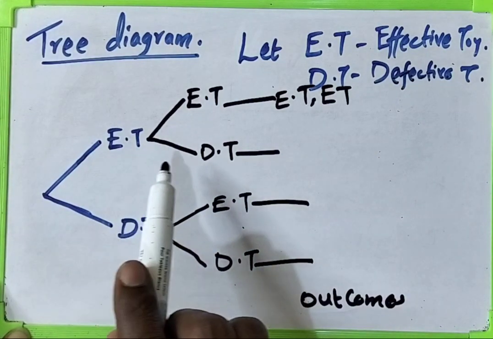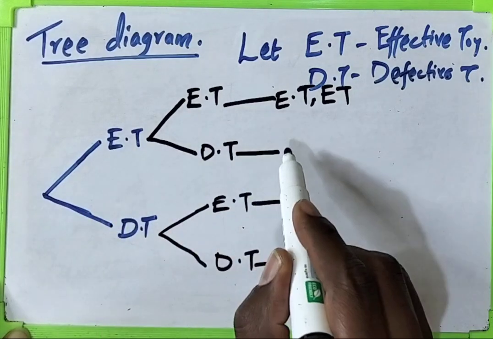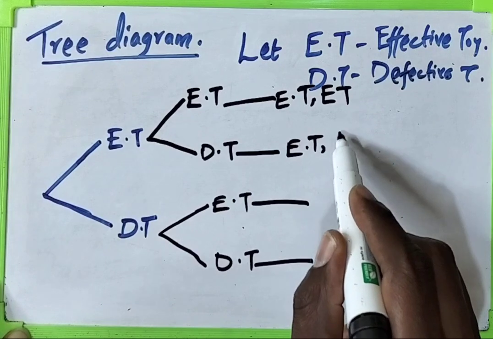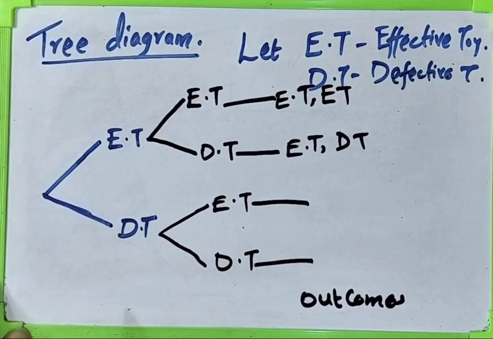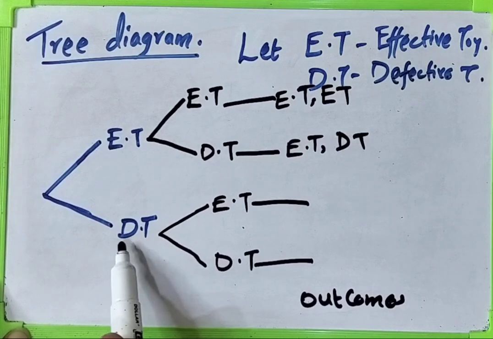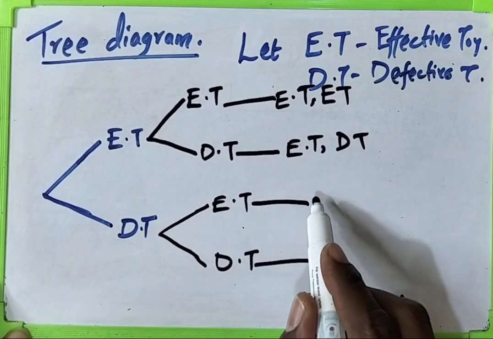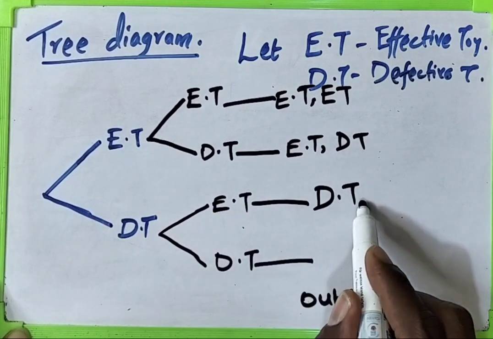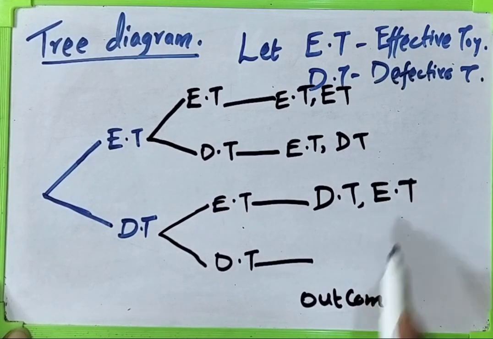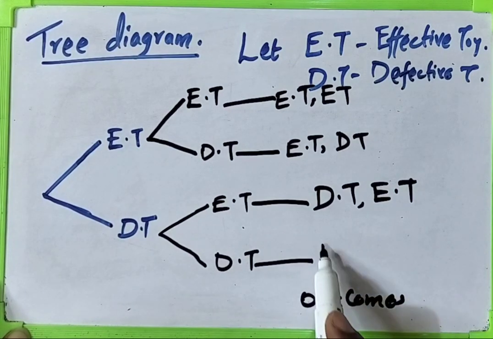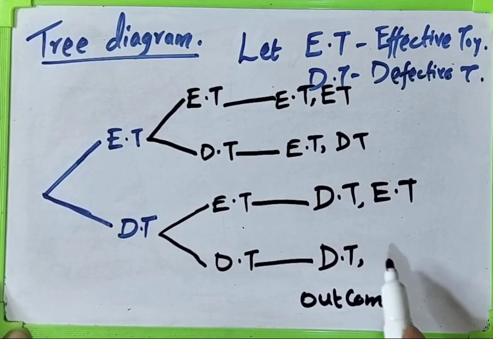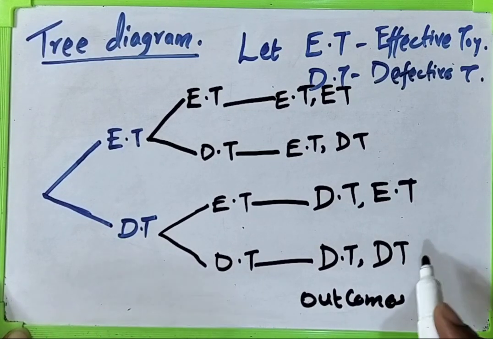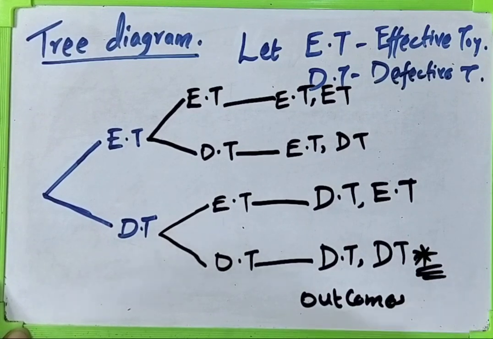Second outcome, we can pick the first one as an effective toy and a defective one, followed by a defective one. Third outcome, you pick the first one as a defective toy and of course the second one as an effective toy. The last one, you pick the first as a defective toy and of course the second one as a defective toy, like that. And actually this is where our problem lies.